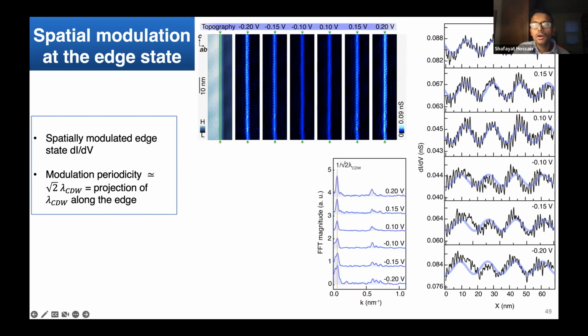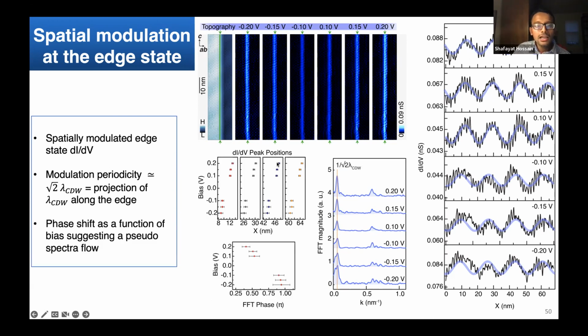We can also take a Fourier transform of the raw data, and we mark the position of square root of 2 lambda CDW in the Fourier transform with this orange line. We see long wavelength peaks at all these biases, and they match very well with this expected value. So this is evidence that there is a strong connection between the charge density wave and the edge state within the charge density wave gap.